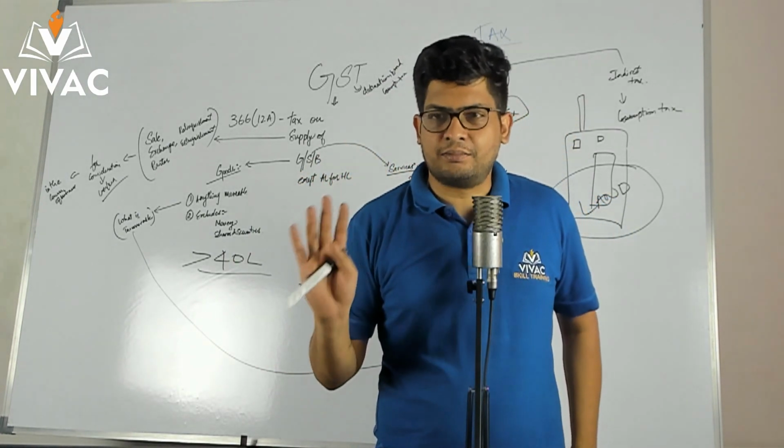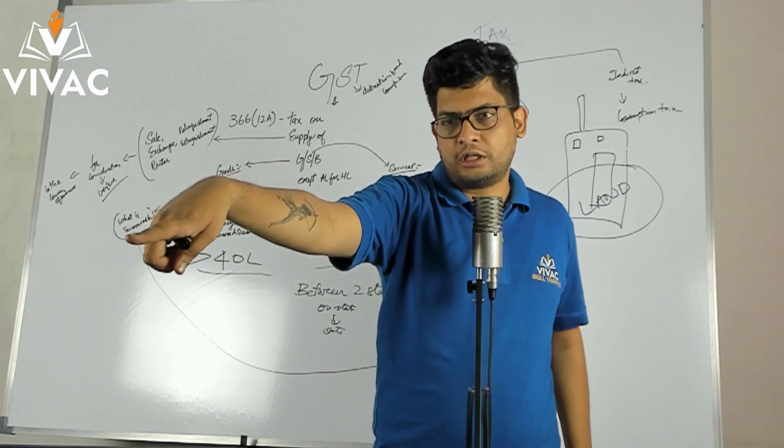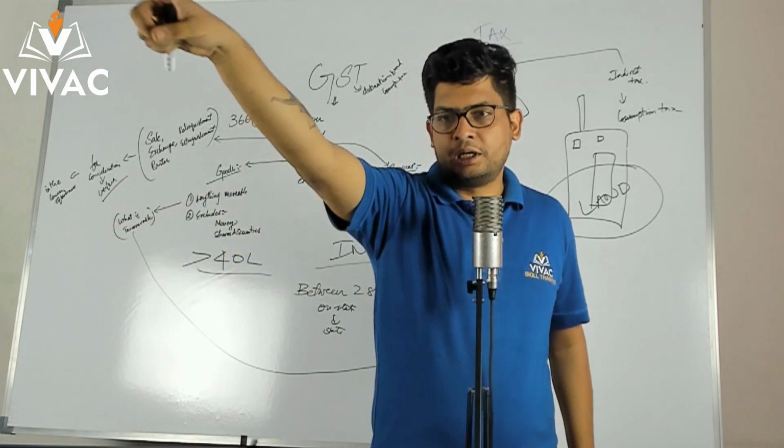GST is a destination based tax. So the chocolate is being consumed in Tamil Nadu. She is also in Tamil Nadu. Tax should come to Tamil Nadu. But will she pay to Tamil Nadu directly?